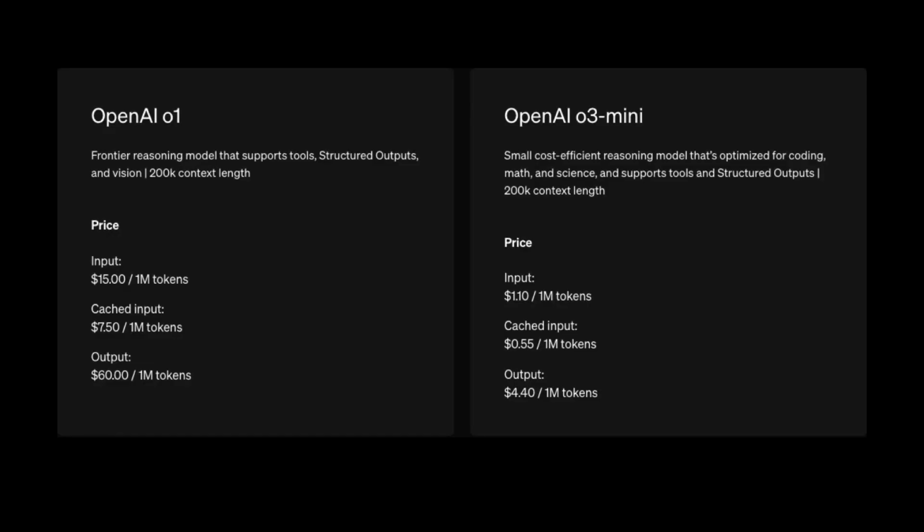So here, the O3-mini model actually offers something interesting as well. This comparison shows that the OpenAI O3-mini model is just 1/15 of the price of the OpenAI O1 model. The input is $15 per million tokens, while the output is $60 per million tokens. But for the newly launched model, the input is $1.1 per million tokens, while the output is $4.4 per million tokens. So this is significantly more affordable.